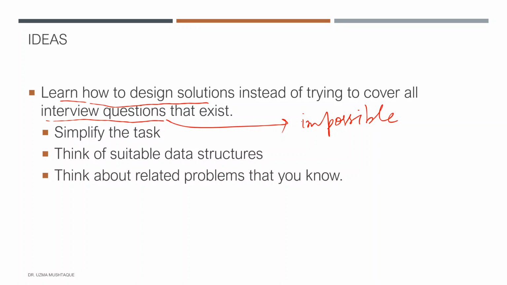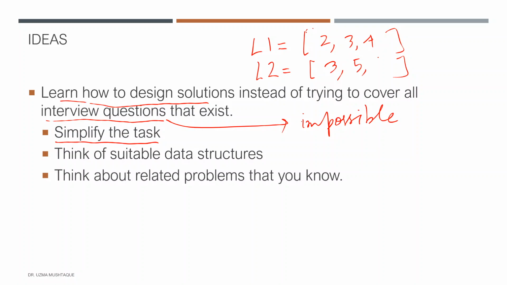For instance, I can start by simplifying the task. I know from my constraints that list one could be some values that are integers, and then L2 again could be some values that are integers. So maybe I can actually go and write this down. So maybe this list could be something like this, maybe a very simple sort of list, and then I'll start looking at solutions. So simplify the task, make it really small.